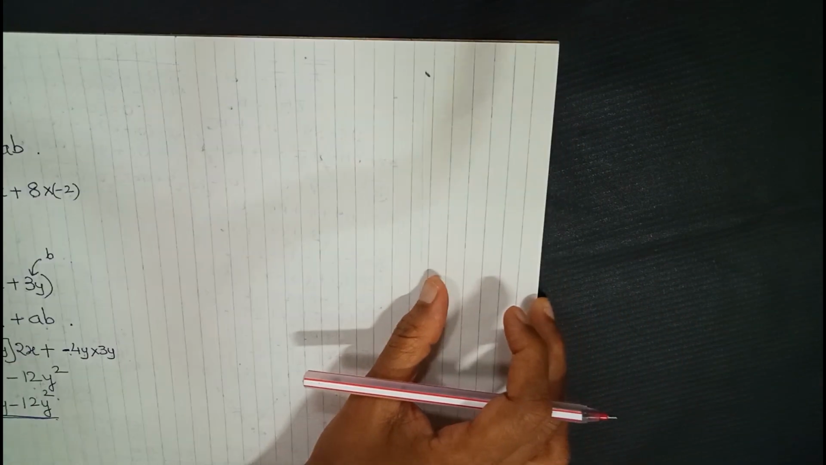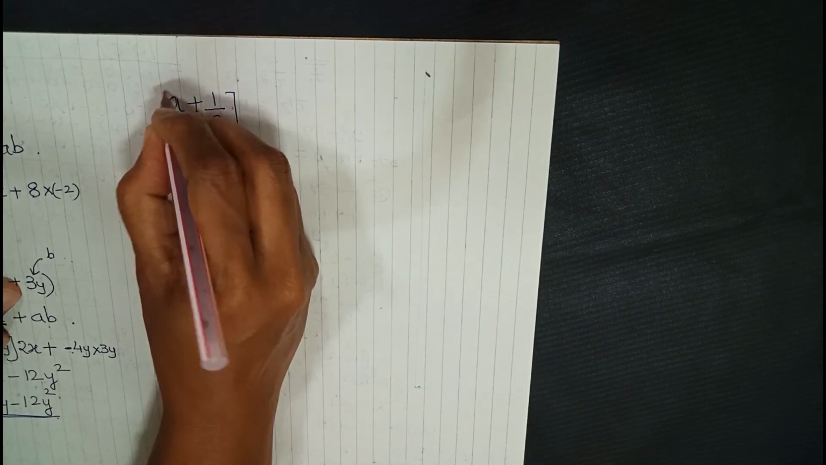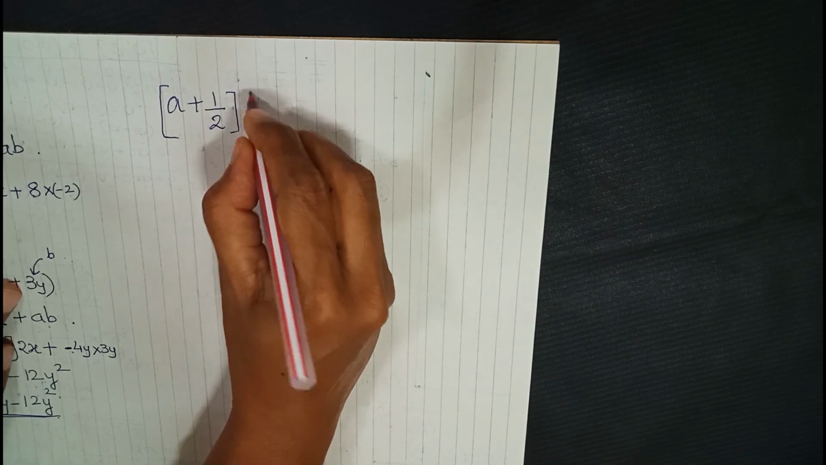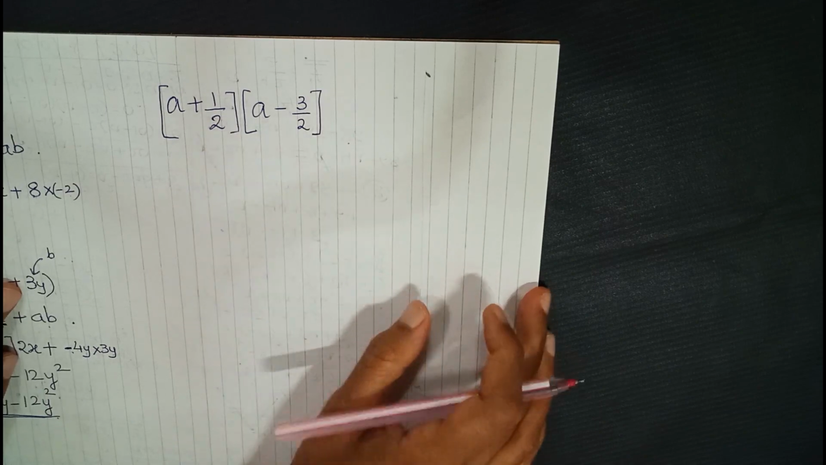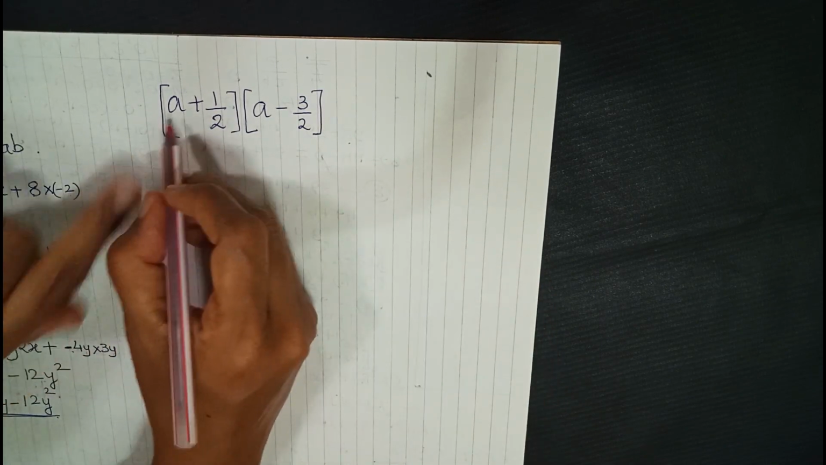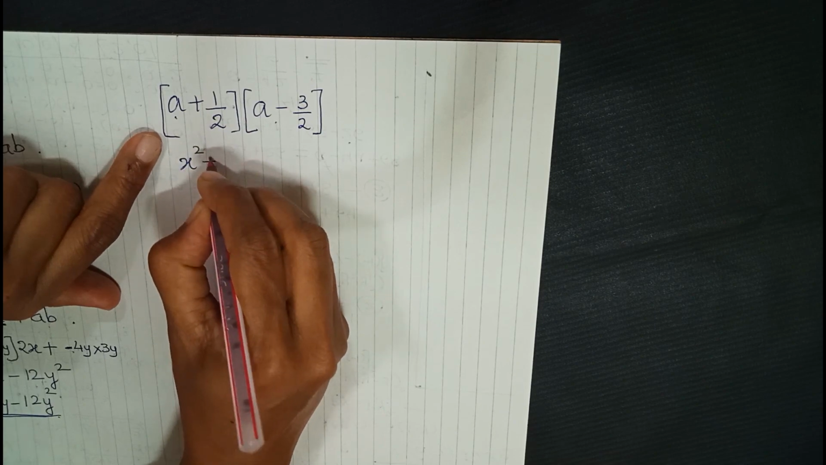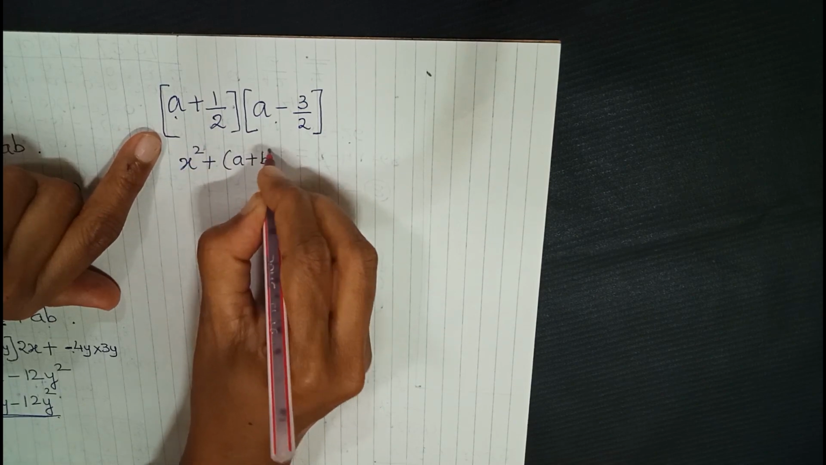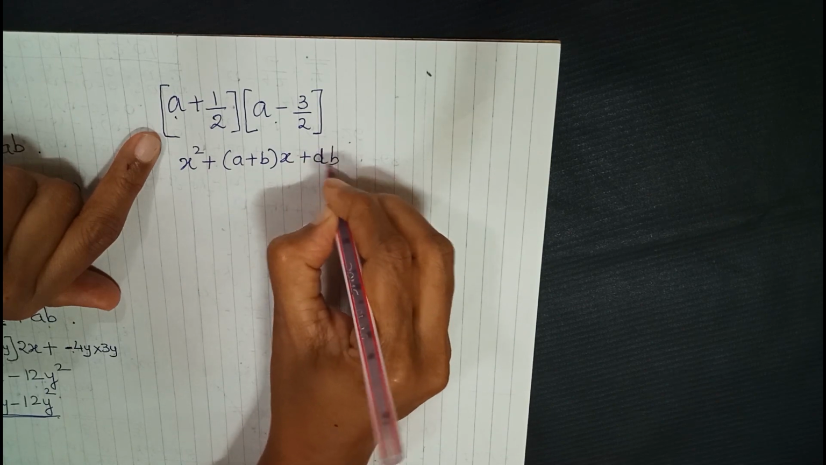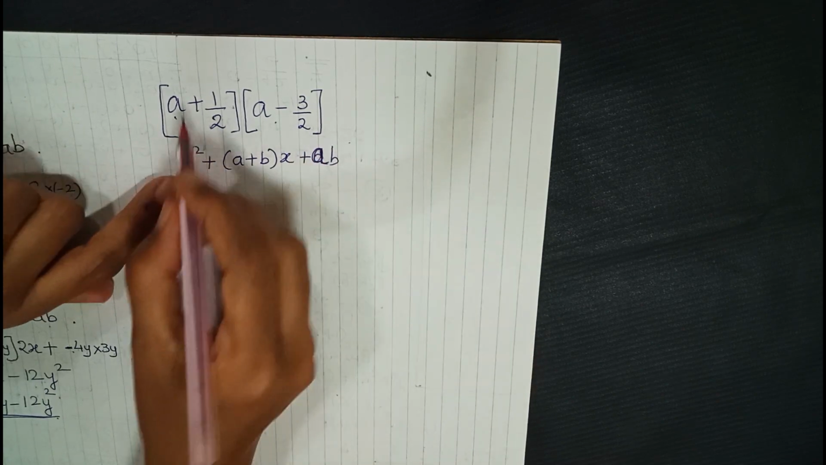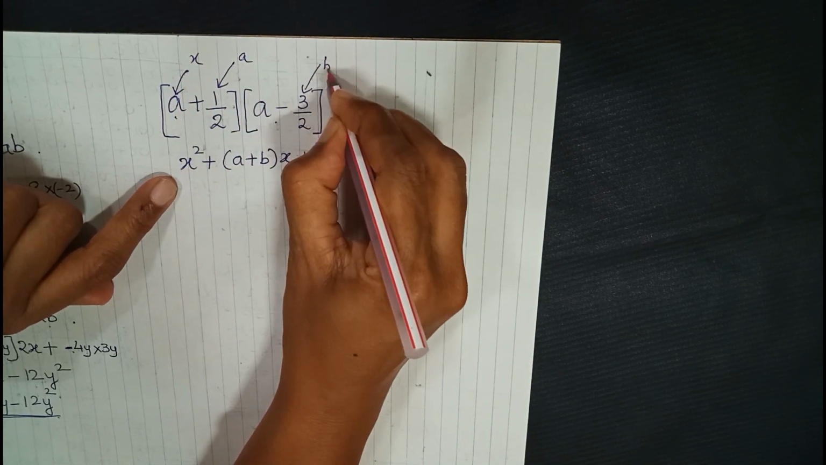Now let's take one more with a fraction. This can be even used for fractions. Let us say I have (a plus 1 upon 2) and (a minus 3 upon 2). Now here also you can see the first number is same. So I can use this formula again. x square plus (a plus b) into x plus ab. So now here this is my x, this is a and this is b.